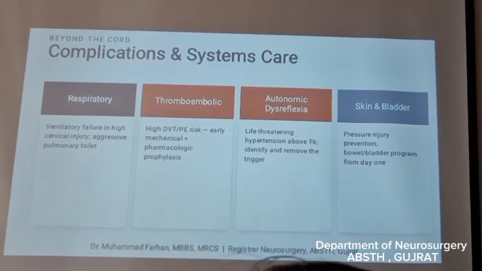Then, spinal cord injury patients are usually immobilized. So DVT or pulmonary embolism prophylaxis, such as heparin, can be given, and is usually recommended to be started early for a better prognosis. Then autonomic dysreflexia, such as life-threatening hypotension due to neurogenic shock, can occur. Then skin and bladder pressure injury prevention, such as bed sores, and bowel and bladder care from day one should also be assessed.